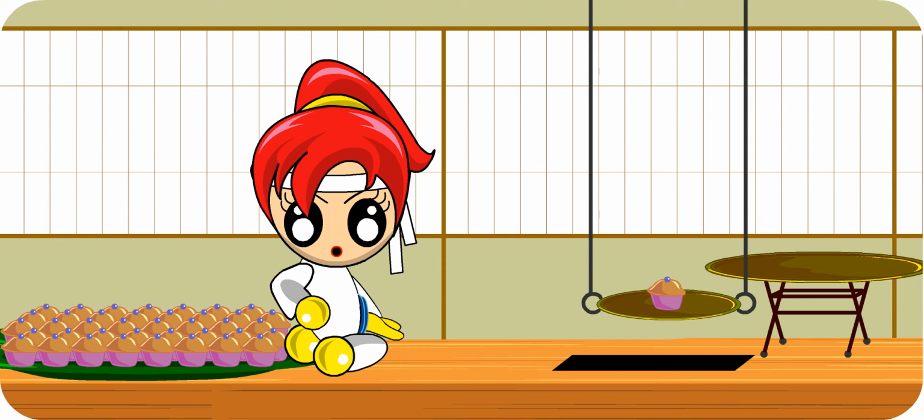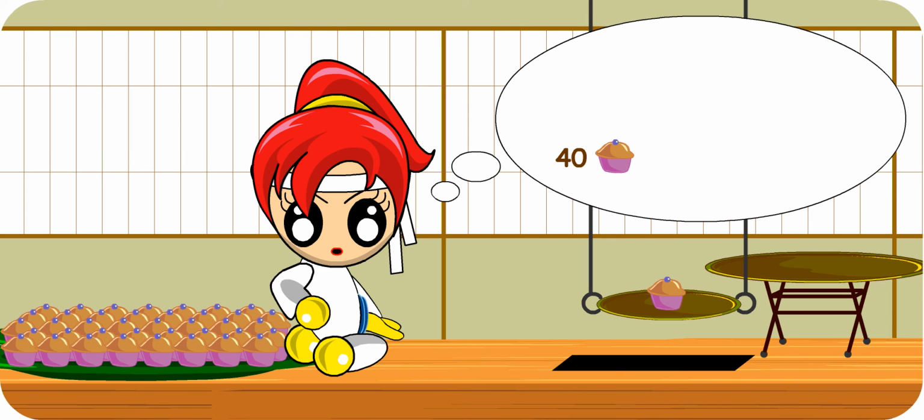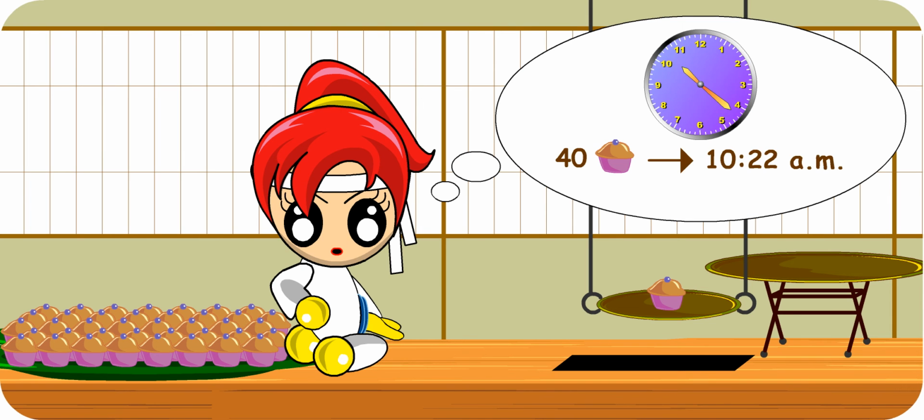I have finished baking all 40 cupcakes. Phew! Hey, it is 10:22 a.m. now. Teacher, you are quite accurate. How did you manage to know the time?